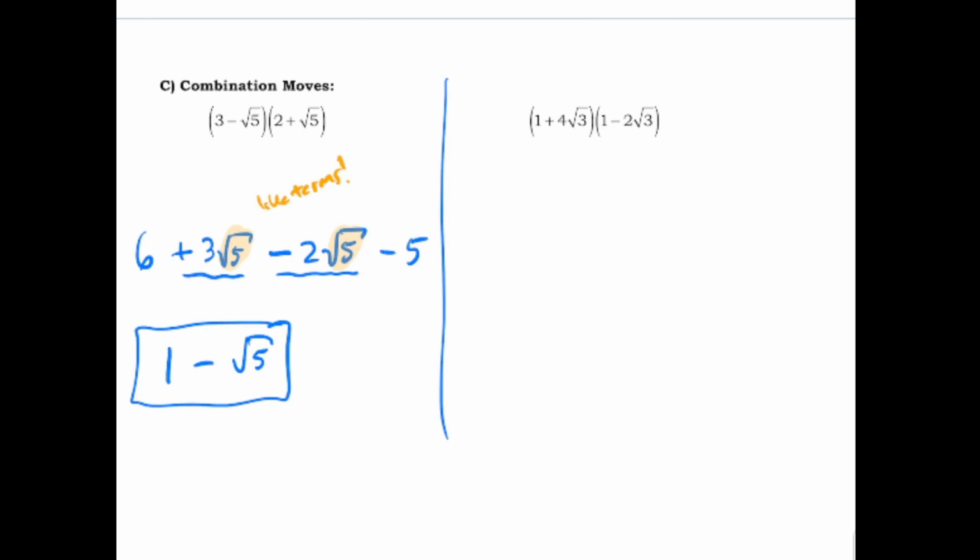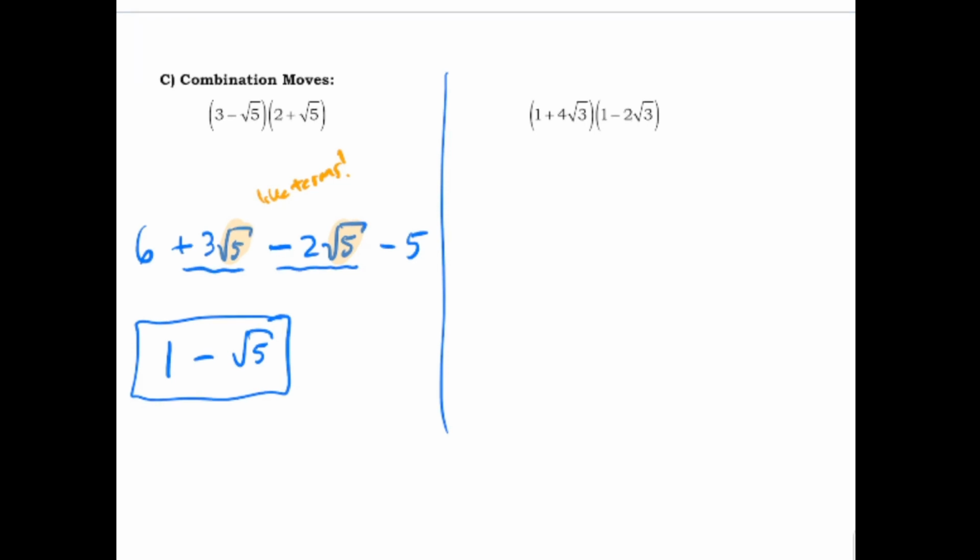Back so soon? Okay. Well, FOILage. First terms, 1 times 1 is 1. I love being able to erase. This is great. 1 times this, right? Notice it's a negative. It's a positive times a negative is a negative.